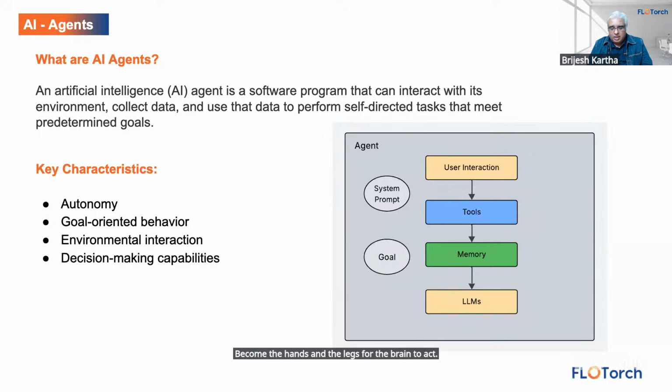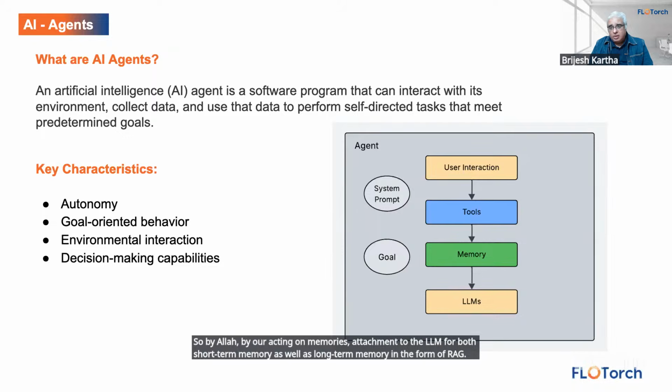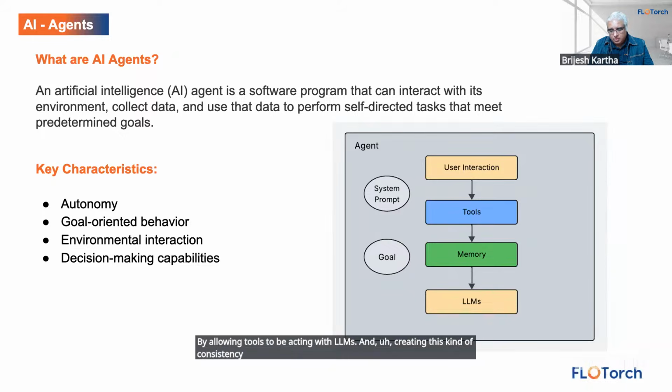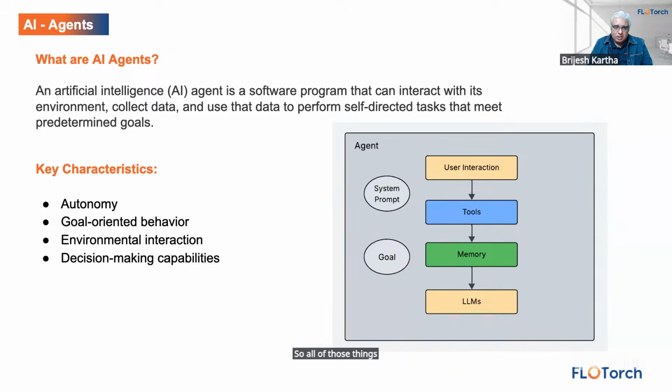By attaching memories to the LLM, both short-term memory as well as long-term memory in the form of RAG, and by allowing tools to act with LLMs, you create consistency, so you can keep on asking the agent again and again. It can learn itself because it has got memory. It can keep on learning and getting itself better. So all of these things an individual agent is already doing well. And that is an important node of our workflow activity.